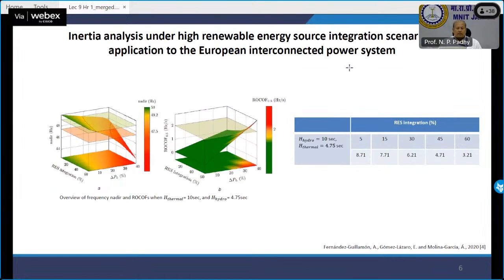Now, inertia analysis under high renewable energy sources integration scenarios, application to the European interconnected power systems. This is what is being presented. So they say hydro, which is 10 seconds, and thermal, which is 4.75 seconds. And if you integrate RES in percentage, okay, so 5%, 15%, 30%, 45%, 60%, 65%, you could see how the change in actually the time based on which you react to inertial challenges.